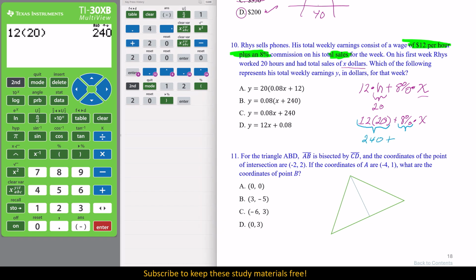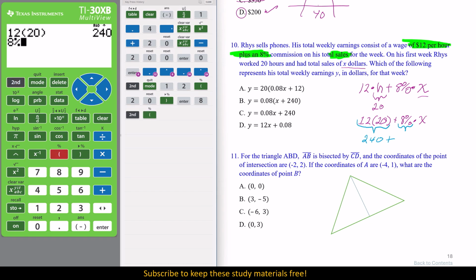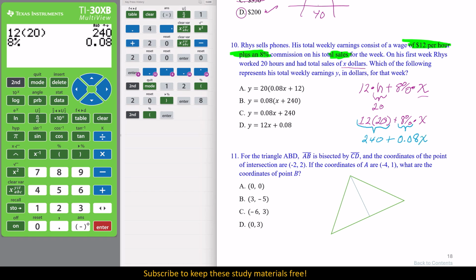Then our plus, and now we need to put 8. Now remember, we're saying that's a percent. So you take your 8 and you push second, parentheses open to tell your calculator, hey, that's a percent. You push enter, and it tells you what the percent should be decimal wise: 0.08 and X. Now we go over to our options and check to verify we have something. And we do. Not in the same order, but Y is exactly what we need.